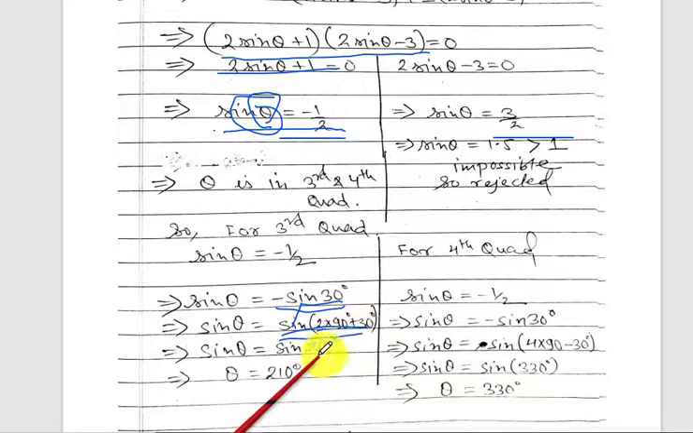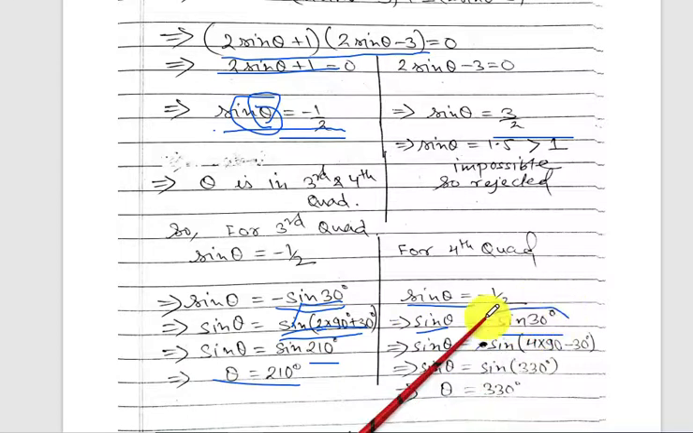Okay, then you get sine 210, that means theta equal to 210 degree. Okay, 210 degree. And for the fourth quadrant, sine theta equal to minus half means sine theta equal to minus sine 30. Okay, and this minus 30 we can write in this manner.